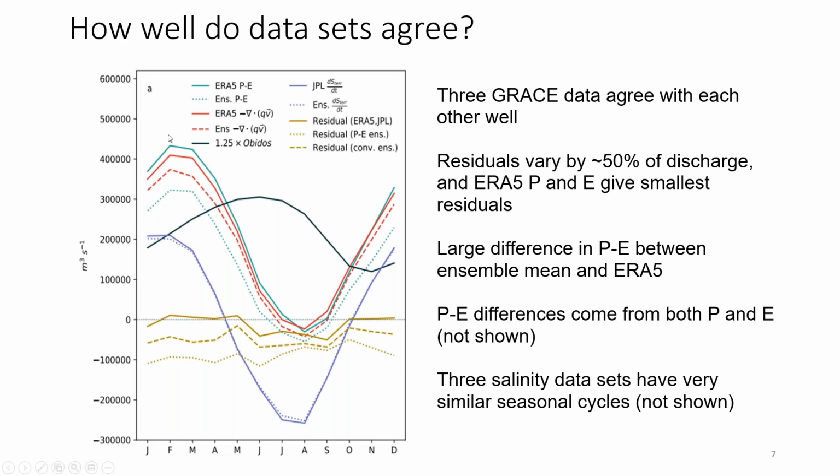And then next, we look at the top lines. This line represents P minus E from ERA5. Well, this dotted line shows the ensemble average P minus E. We see large differences. Furthermore, even though I'm not showing the figure here, the large P minus E differences come from both P and E. And I also want to mention, not shown here, the 3 salinity data sets have very similar seasonal cycles, even though their absolute values differ.